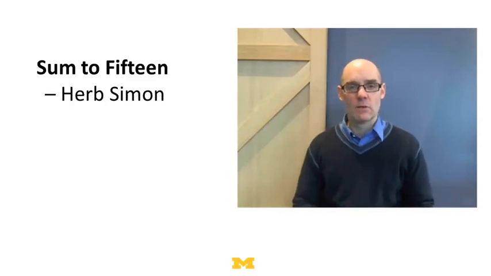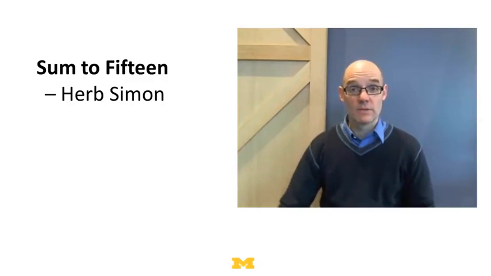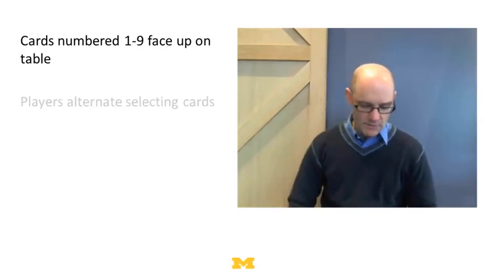Let me give another example. This one's a lot of fun. This is a favorite game of mine called Sum to 15, developed by Herb Simon, who's a Nobel Prize winner in economics. Sum to 15 was developed to show people why diverse perspectives are so useful. Different ways of representing a problem can make them easy, like Mount Fuji, or they can make them really difficult.